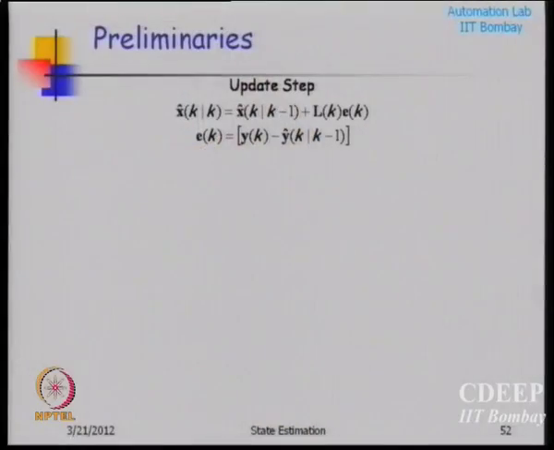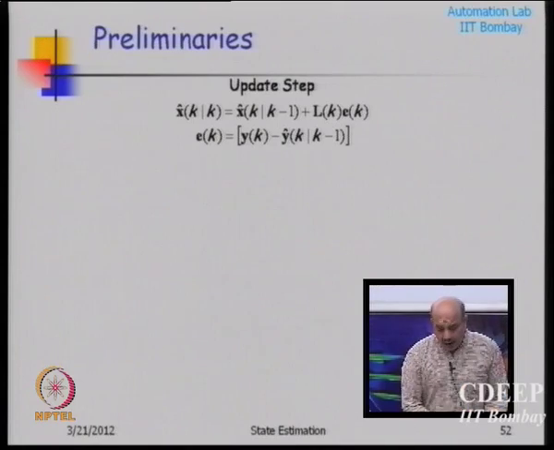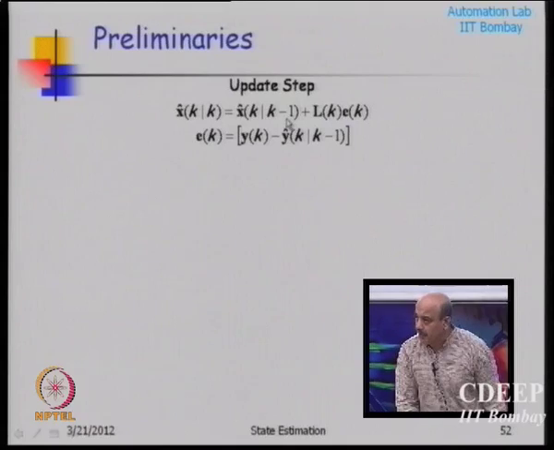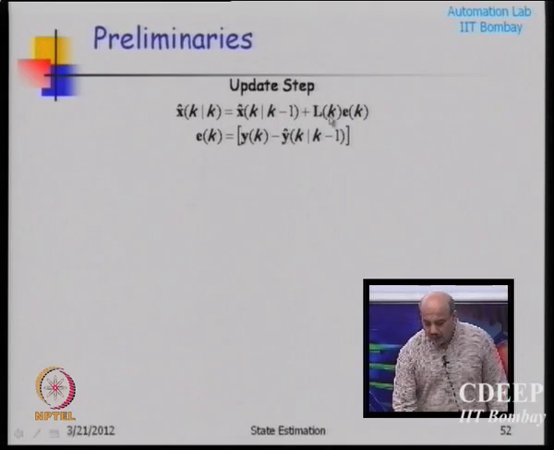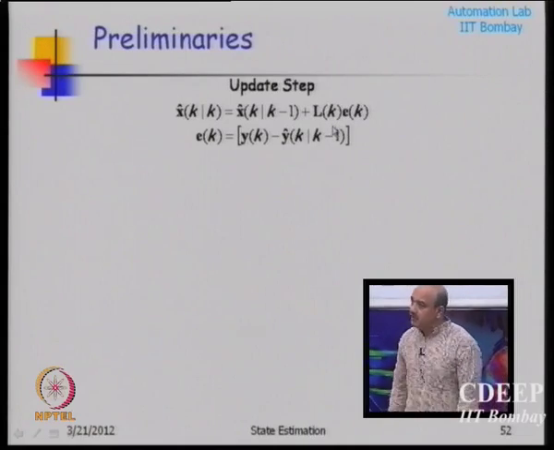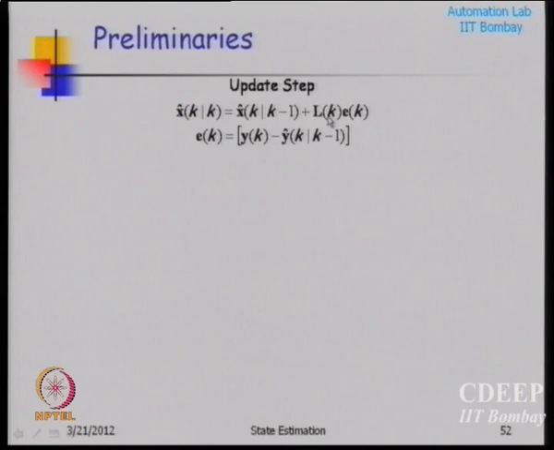Okay, now I am just keeping that result. I am moving to the update step. We will sort out how to come to the covariance. What is going to happen in the update step? I am going to take the predicted estimate and merge it with the measurement. How am I going to merge it with the measurement? Using a gain matrix LK. Okay, how do I choose the gain matrix LK?